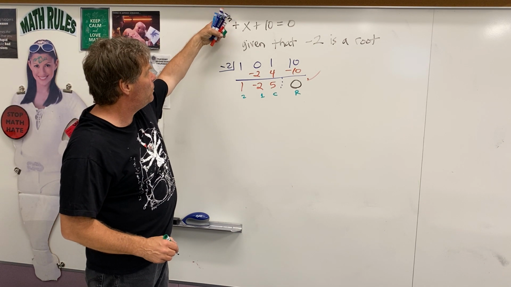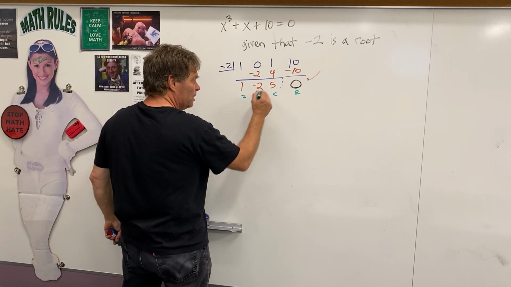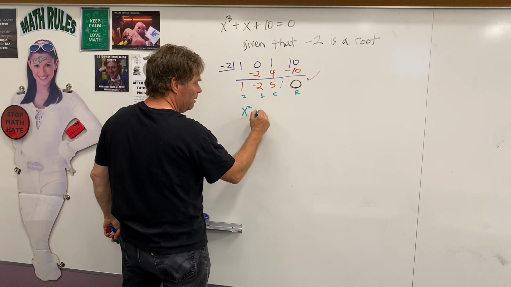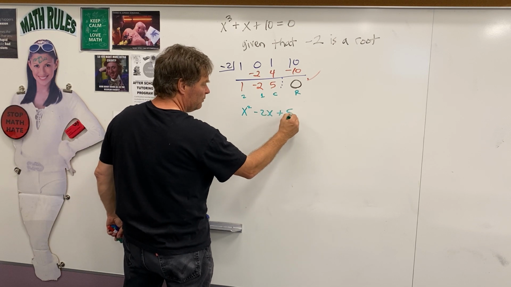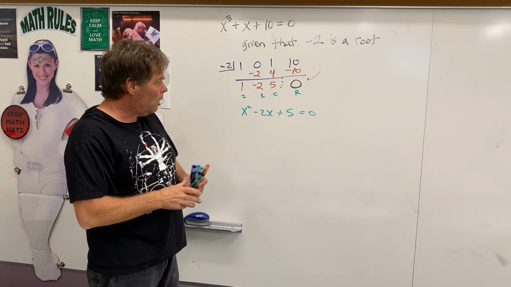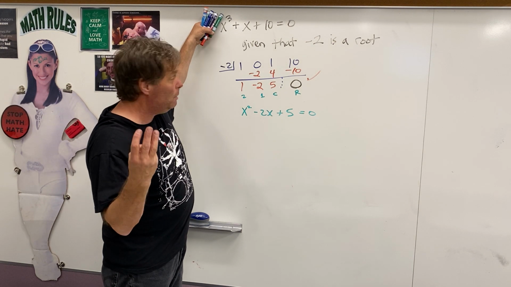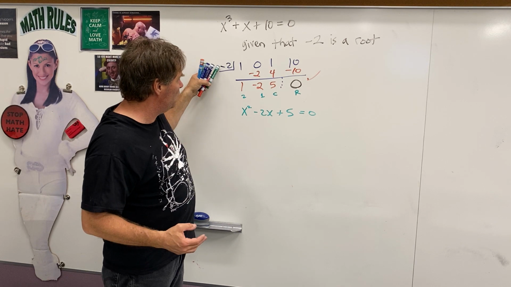You knock it down from third degree, in this case, down to second degree. Here is the polynomial that's left over: x squared minus 2x plus 5. That equals 0. The other two roots are hiding inside of that. A third degree equation is going to have 3 roots, right? So one of them is -2.